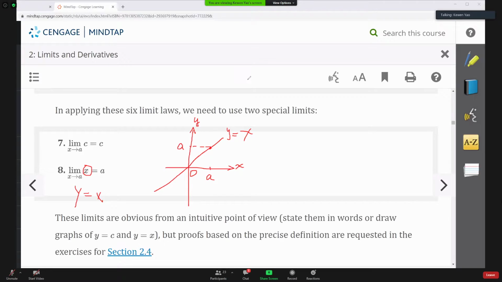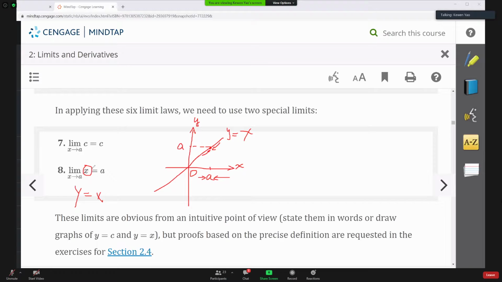Now let's look at the limit when x goes to a from the left and from the right side. It's a two-sided limit. If x goes to a from the left side, what will the y value go to? It will go up to a. If x goes to a from the right, the y value will go down. Look at the picture. They will go to the same a, right?